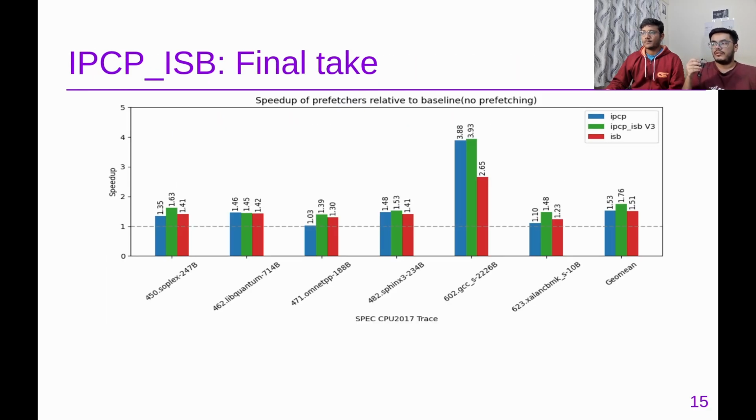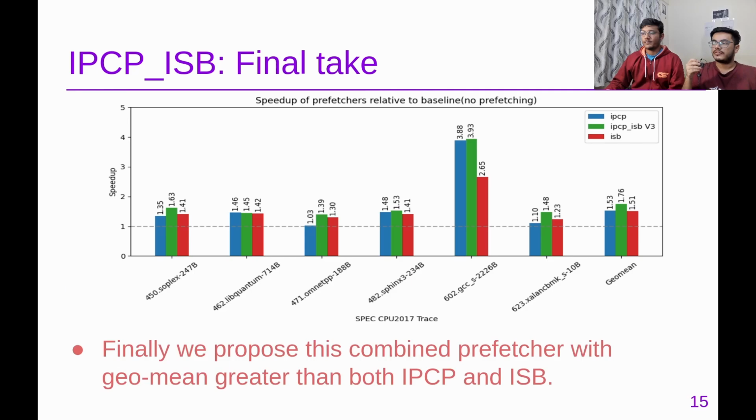So this is our final take on the improved version 3 speedup on the various traces. We are able to get a combined prefetcher which is better than both IPCP and ISB alone, as we can see on the geomean.